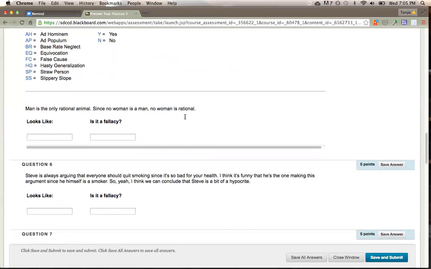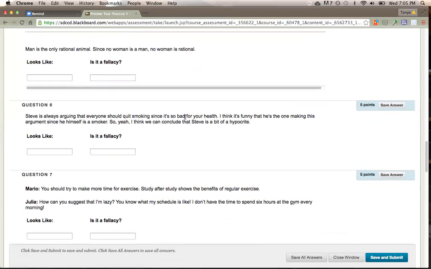Okay, let's go through the fill in the blanks. Man is the only rational animal. Since no woman is a man, no woman is rational. What do you think this one is? Okay, so let's go through our whole step. If it's an argument, and hint, they will all be arguments, it should have a conclusion. What is the conclusion? Look for argument markers.